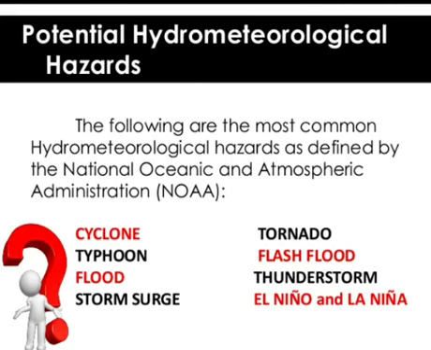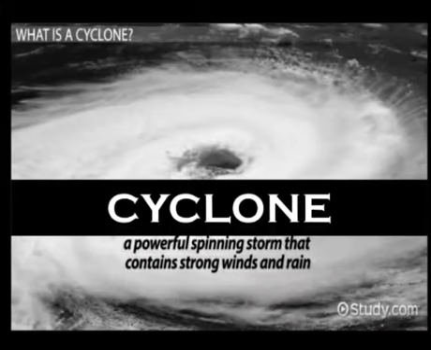So potential hydrometeorological hazards. The following are the most common and are defined by the National Oceanic and Atmospheric Administration or NOAA. We have the cyclones, the typhoon, flood and storm surge, tornado, flash flood, thunderstorm, El Nino, and La Nina. So what is a cyclone? A cyclone is a powerful spinning storm that contains strong winds and rain.